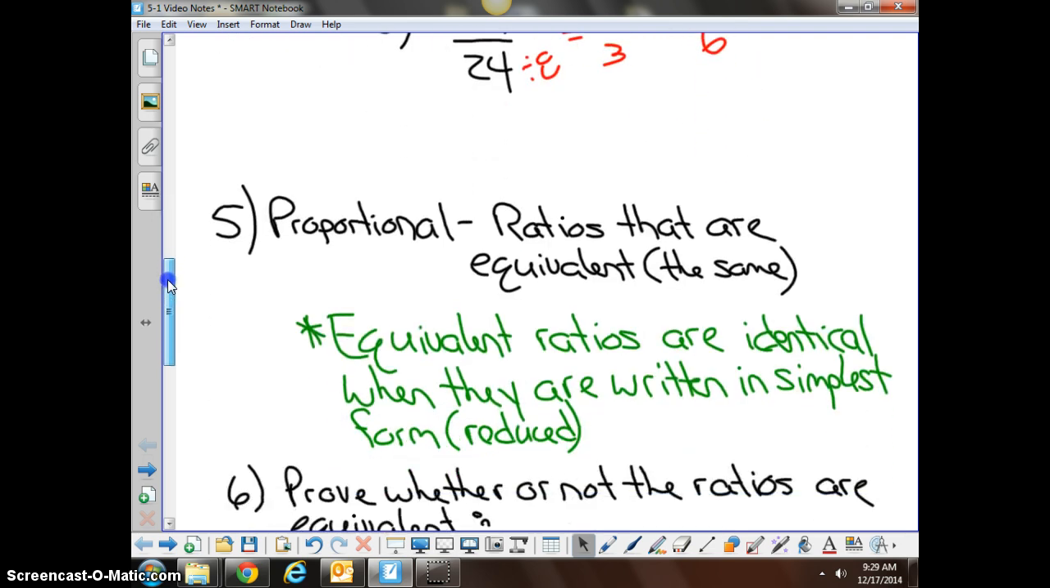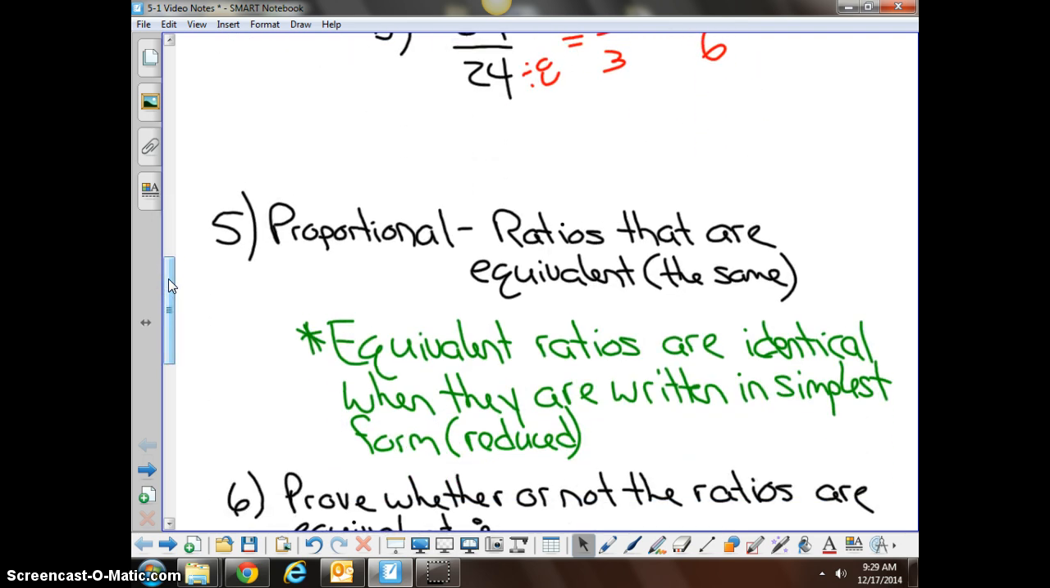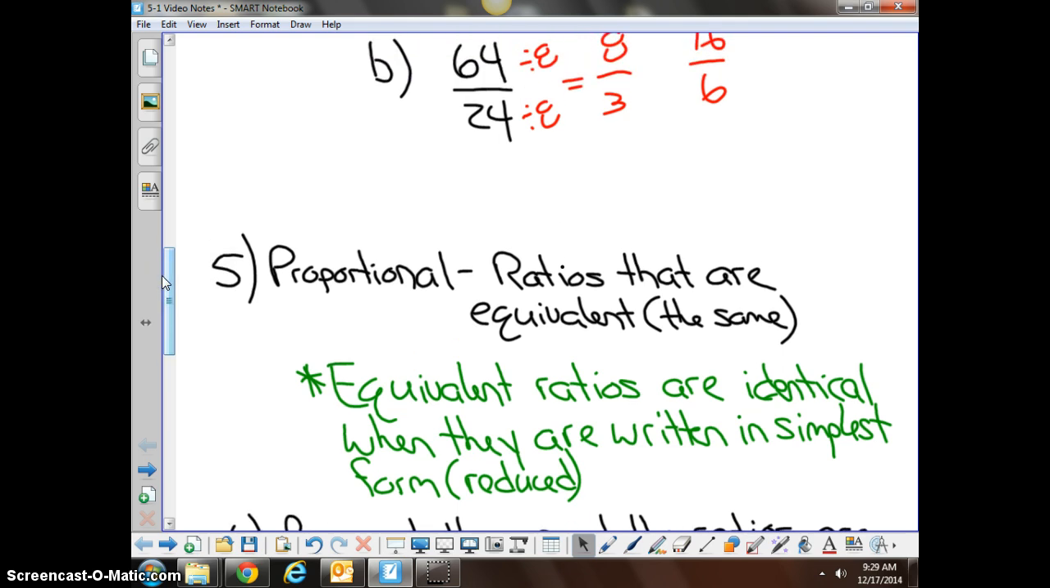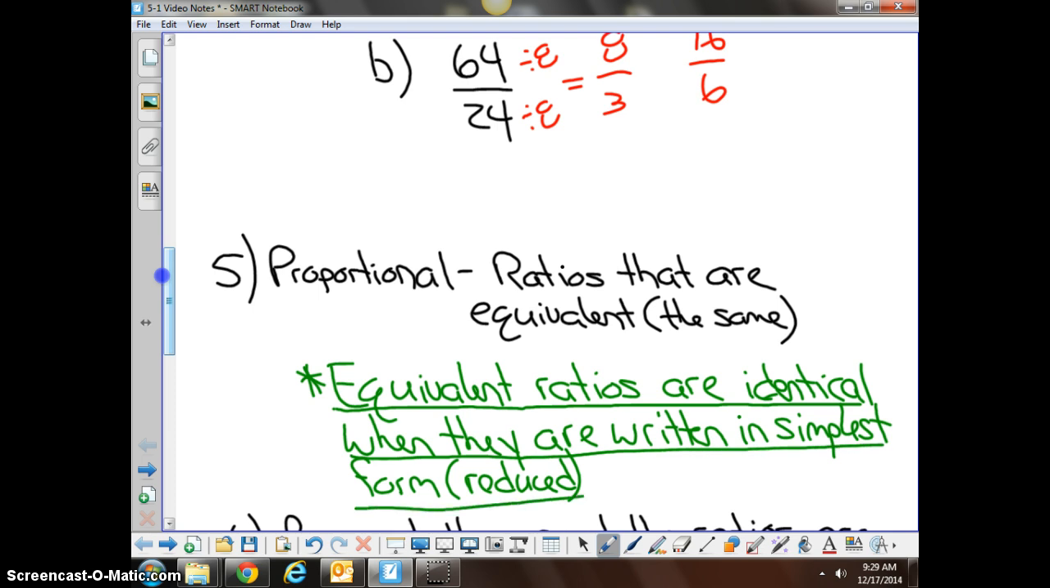Number 5, a proportion would be ratios that are equivalent. So I keep saying equivalent ratios. We would say that they are proportional or they are the same. An FYI, green writing here, something to remember, something to write down in your notes. Equivalent ratios are identical when they are written in simplest form. Okay, they're equivalent no matter what form they're in, if they're equivalent, but when you reduce them down to the lowest terms, they will be the exact same thing.